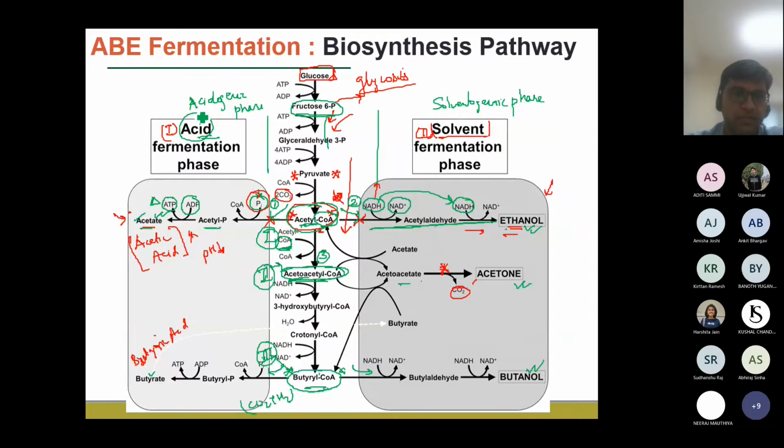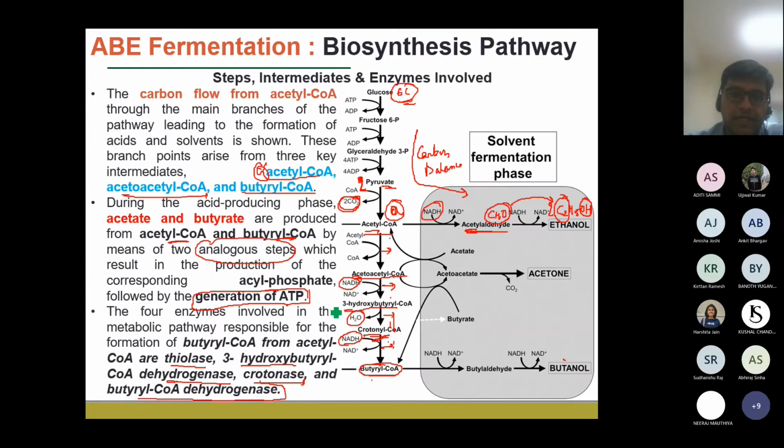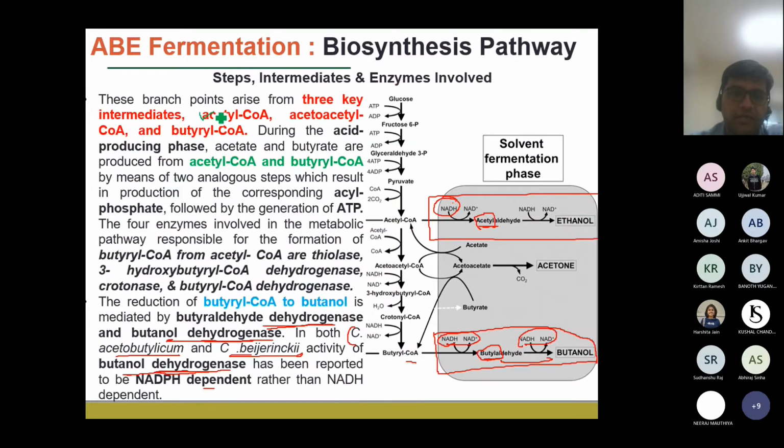Okay, so we have seen in the detailed pathway in our last class that there are generally two stages. One is the acidogenic phase, in which the acids are produced, nothing but the acetate and the butyrate, which are the derivatives of the acetic acid and the butyric acid respectively. And in the case of the solvents that we are obtaining, we have the ethanol, acetone, and the butanol, and this stage is called the solventogenic phase. So we have seen why there are branch points. There are three branch points in the ABE fermentation, at the points of acetyl CoA, acetyl CoA, and the butyryl CoA.